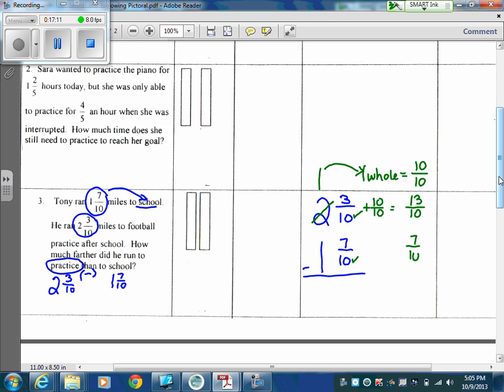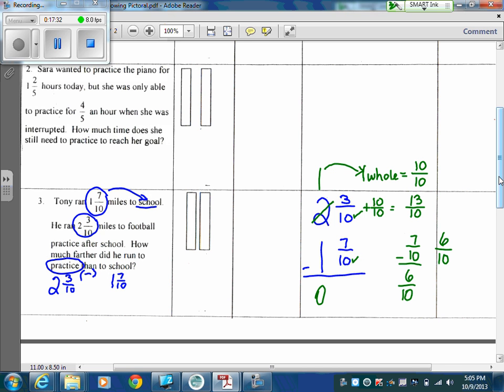Now can I subtract 7/10? Well, yes, because 13 minus 7 is 6. Denominator stays the same because it's 10 in each. Then I go over to my whole numbers. 1 minus 1, again, is 0, which I don't have to put. So my answer is 6/10.